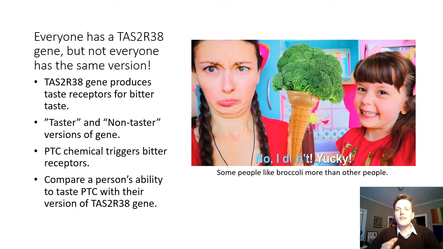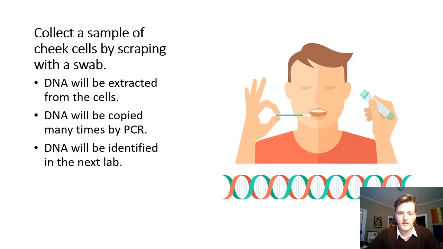And so you can think of this kind of like when we talked about neurotransmitters, the neurotransmitter would go and bind to the postsynaptic cell and then it would trigger a response. So PTC in this instance is kind of like that neurotransmitter, but it's found in food. So that chemical is going to go from the food, bind to those receptors on your tongue, and then send signals to your brain saying that you are tasting this bitter substance. And that is if you have the taster gene. So we're going to compare a person's ability to taste PTC with their version of the gene and see if we can figure out what that looks like.